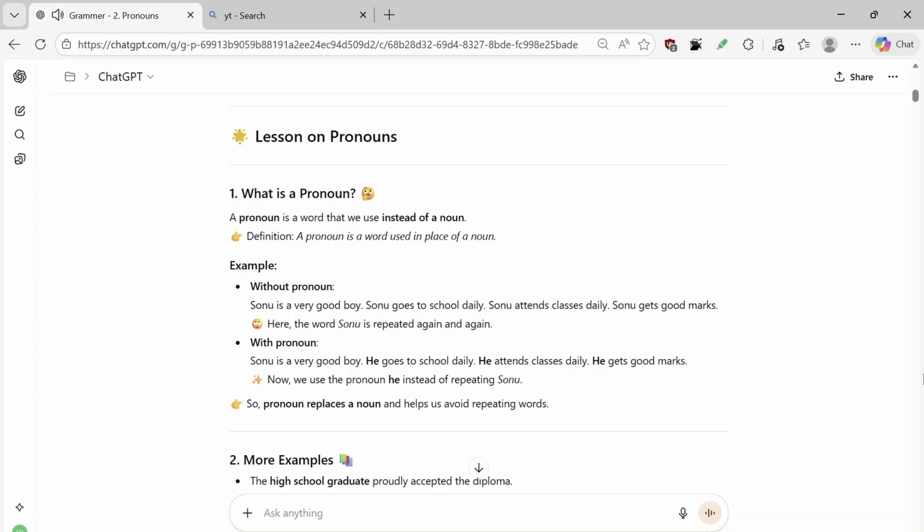With pronoun: Sonu is a very good boy. He goes to school daily. He attends classes daily. He gets good marks. Now we use the pronoun he instead of repeating Sonu. So a pronoun replaces a noun and helps us avoid repeating words.